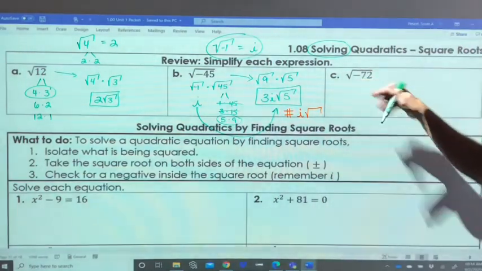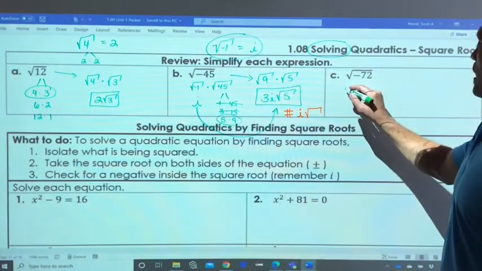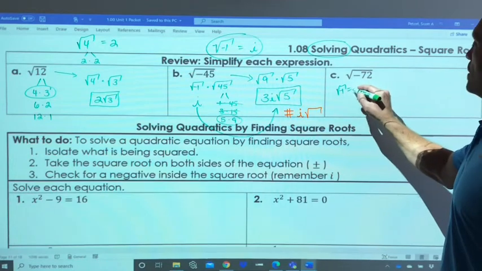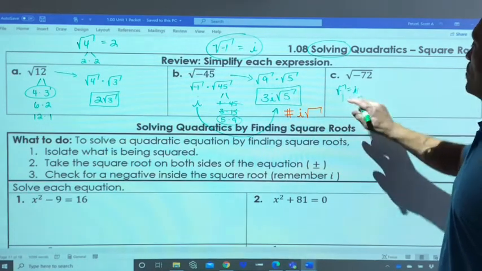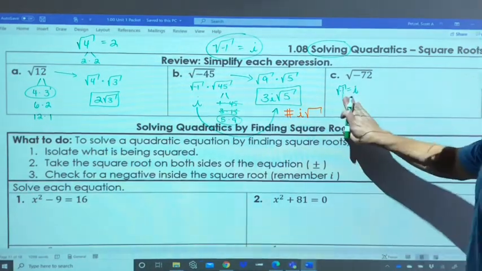We're going to go ahead and just take this i out. We know we have an i. So we've got the square root of negative 1 equals i. Okay, the square root of negative 1 equals i.